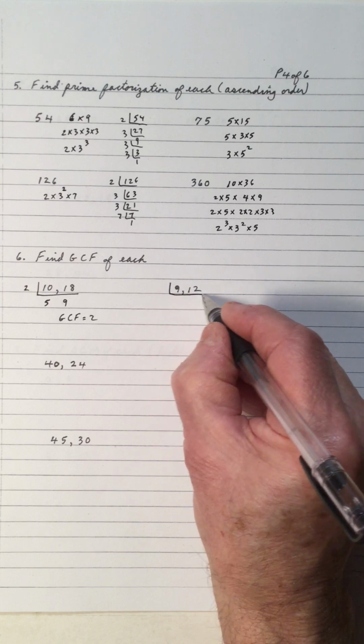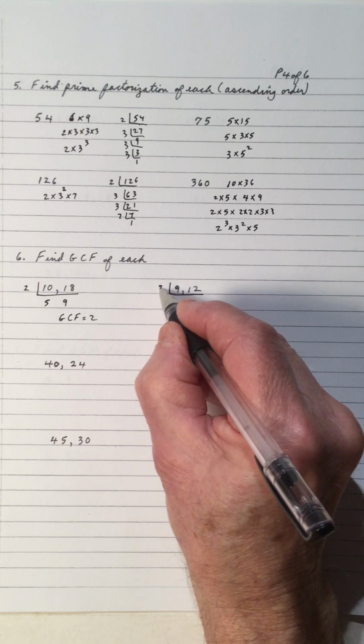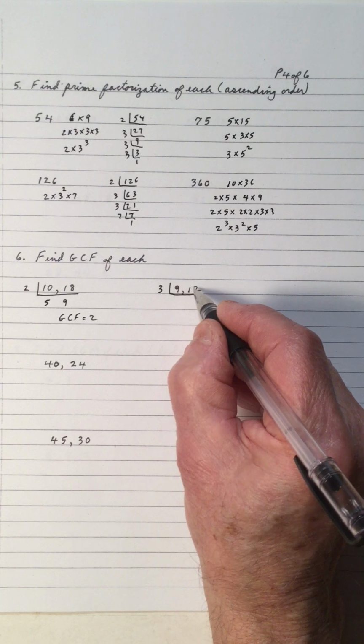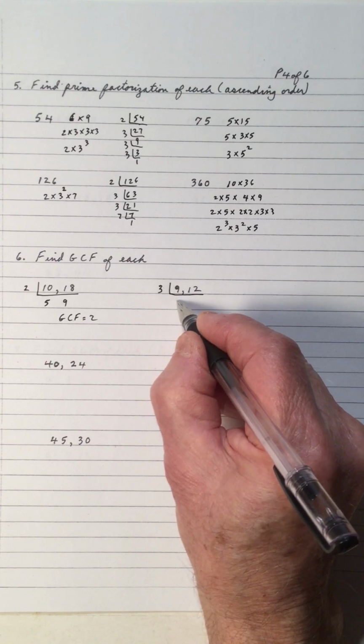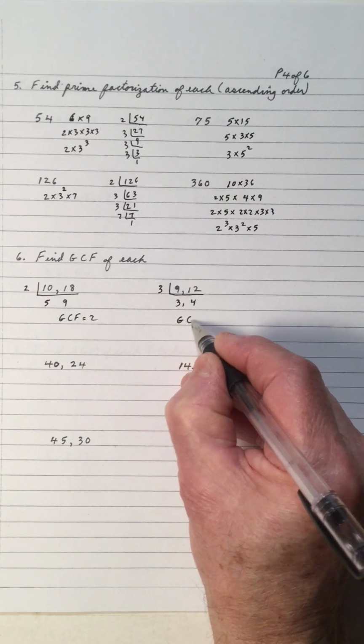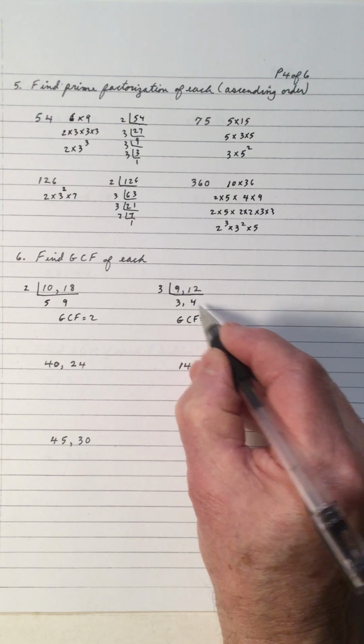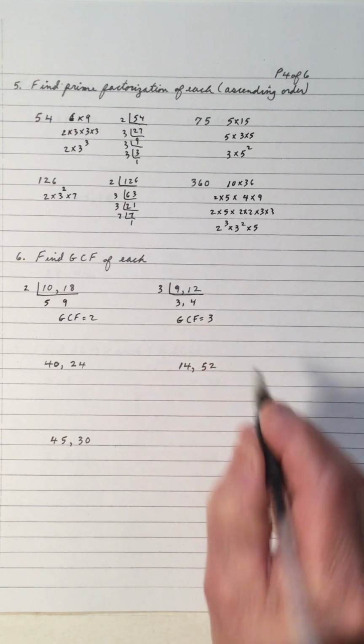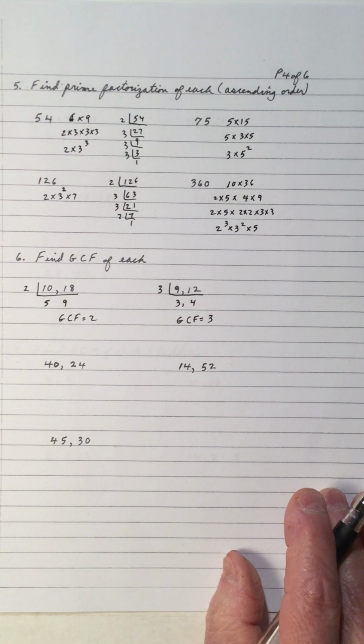9 and 12. Again, 3 is a factor of 9. Is a factor of 12. So 3 into 9 goes 3. 3 into 12 goes 4. There's no more. So the GCF of 9 and 12 is 3. That's the greatest common factor.